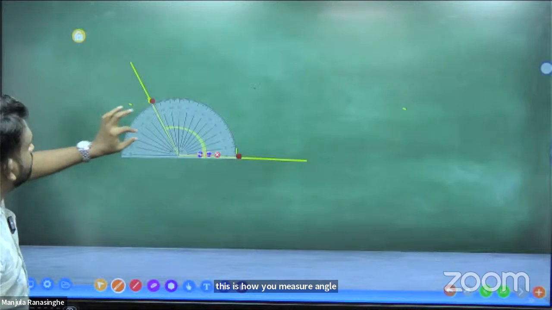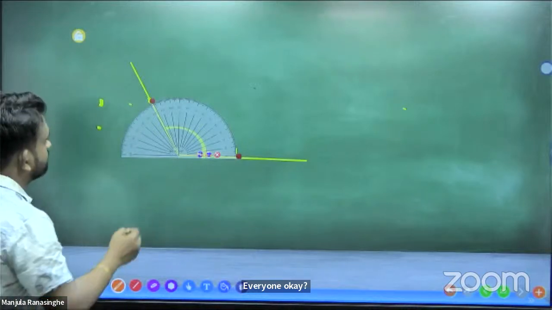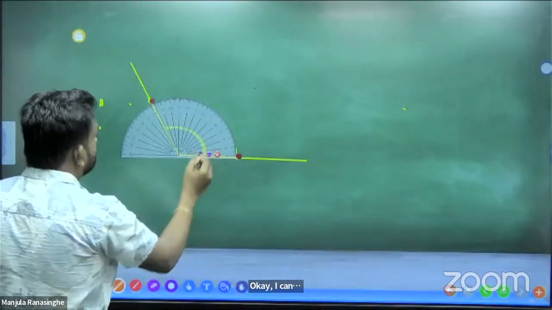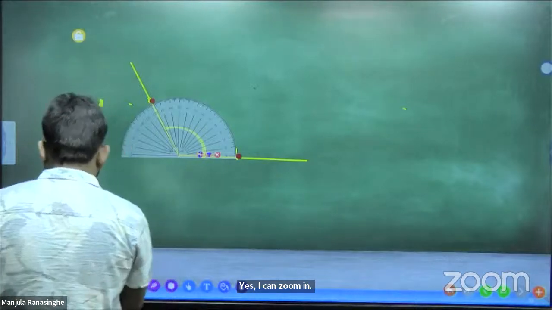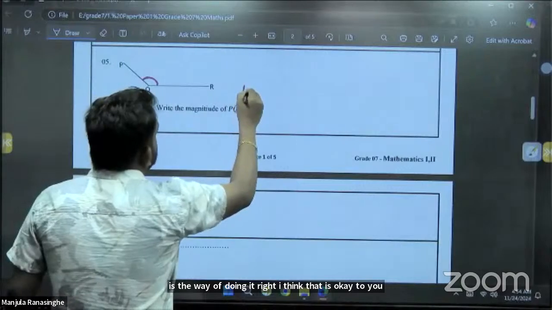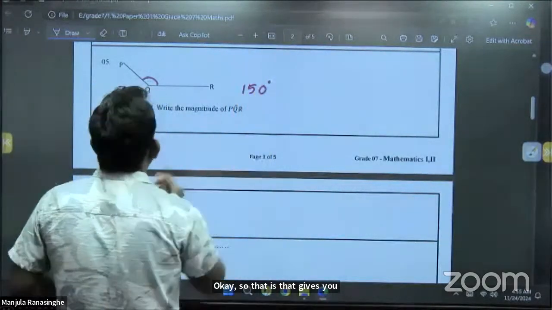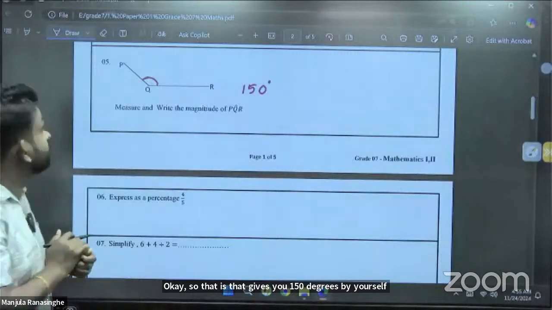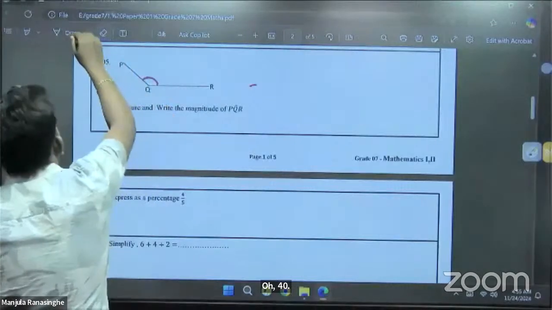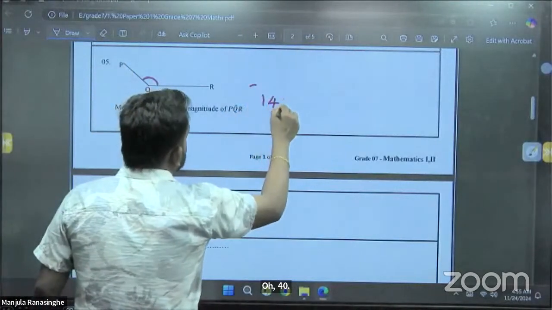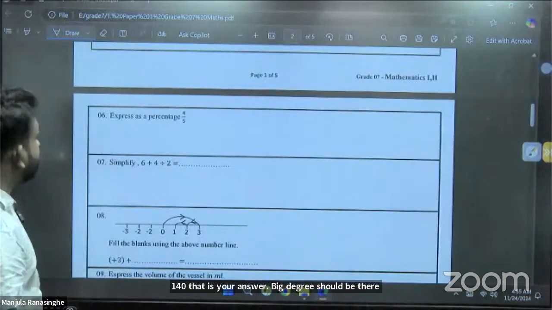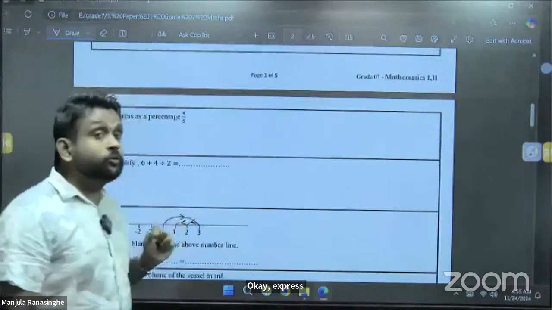Yes, sir. Okay, I can zoom in. So that is the way of doing it. I think that is okay for you. So that gives you 150 degrees, 150 or 40? 40, right? 140, that is your answer. Degree should be there. Okay, express 4/5 as a percentage.